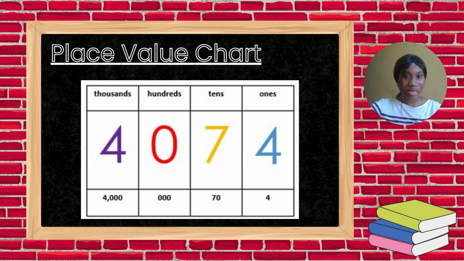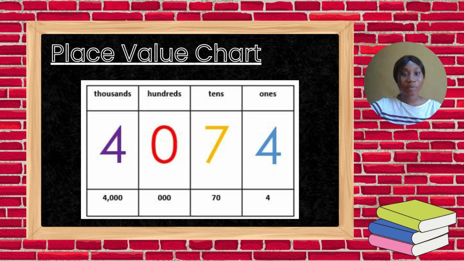So this is what I was talking about. That's what place value is all about. Simply based on the position where that number is standing, that determines the name that you call that number. So 7 is standing in the tens position, and that's why I call it 70. So 70 and 4, 74.